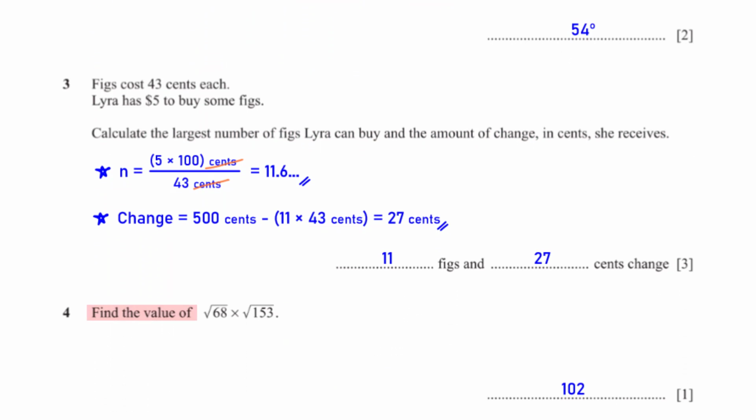Find the value of square root of 68 times square root of 153. When we type this into the calculator, we get 102.